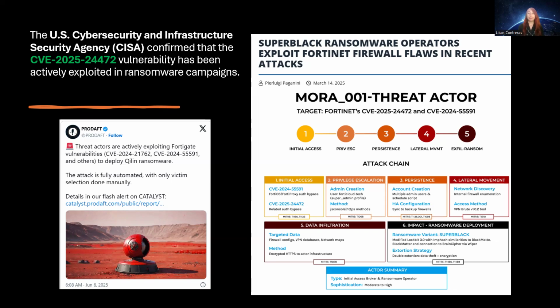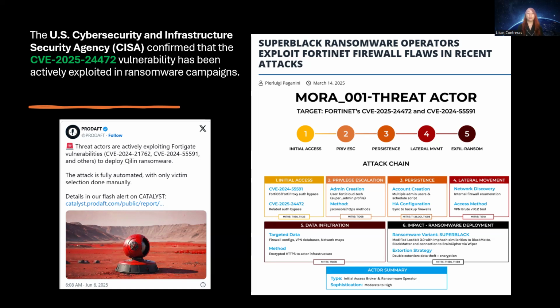Experts attribute this campaign to a group identified as Mora_001, which used Russian-language artifacts and displays a distinctive operational pattern. It's speculated that Mora_001 may be linked to the LockBit ecosystem, reflecting the growing sophistication of ransomware operations. The group used the LockBit builder to develop a custom encryptor, tracked by Forescout under the name SuperBlack, which removes any visible reference to LockBit.